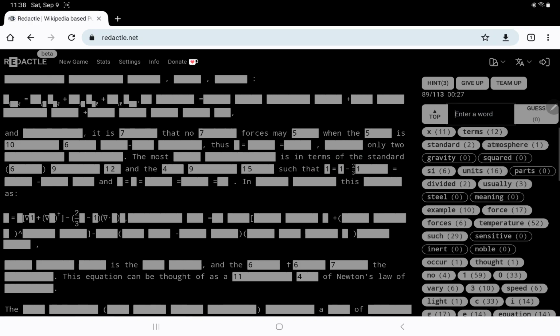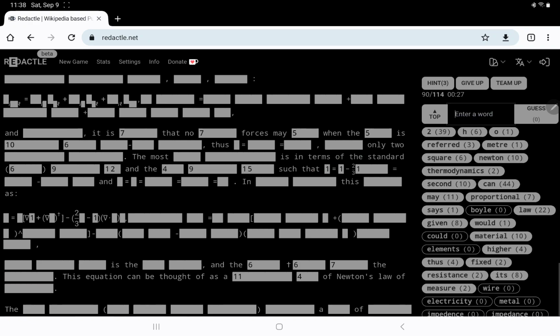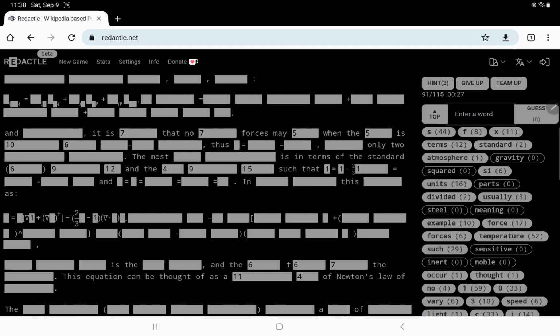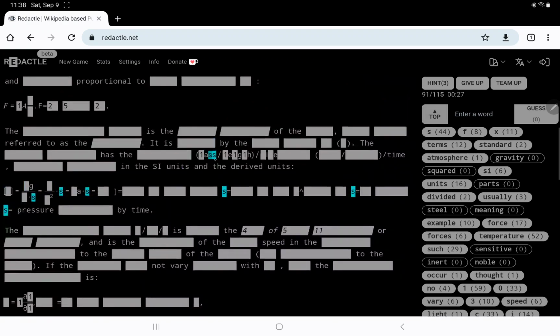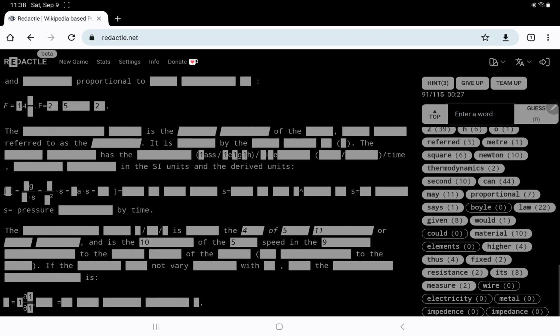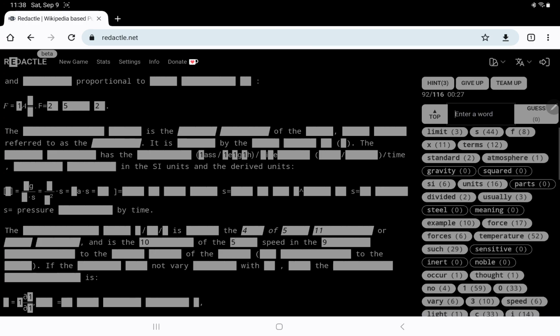Let's try some more letters. X, F, G, H. Oh, I did H. S. A lot of S's. Okay. 1 ASS. Okay. Well, I feel like 1 ASS at the moment, not being able to get this. And is the something of the blank, the fixed speed? No, the something, the limit speed.